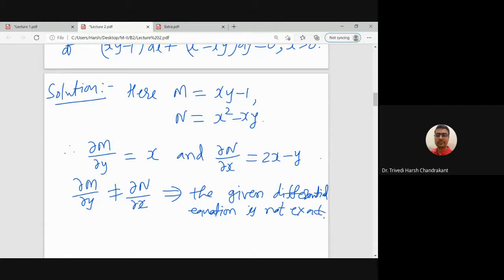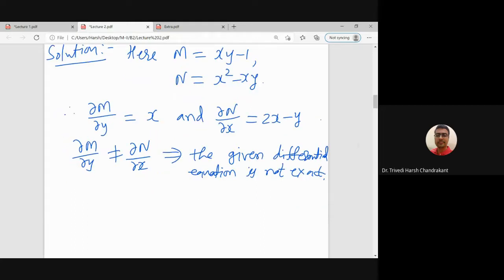So now we will need to see whether we can apply the integrating factor method. For the integrating factor method, first we will find the difference of these quantities. So what is del M by del y minus del N by del x? That is x minus 2x minus y. So what is this? This is minus x plus y, right? So this quantity we have found.